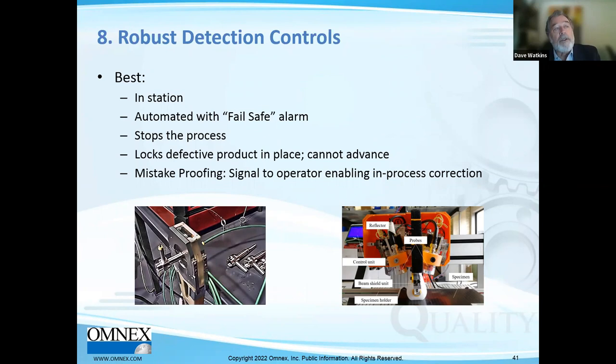They have to be of value. They need to be in station. They need to be automated if at all possible. They must stop the process when they detect the defect and not permit the defective product to progress. I've actually seen detection controls that destroy the product. As soon as the test mechanism detects that the product is defective, it can't be reworked. So the machine literally destroys the product. It can't get out of the test station in one piece.